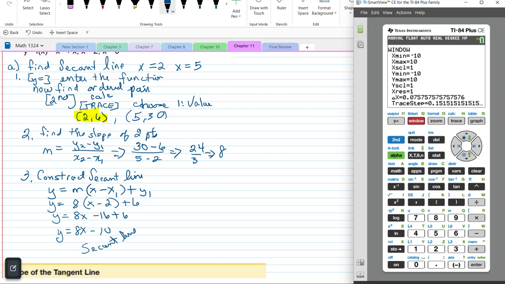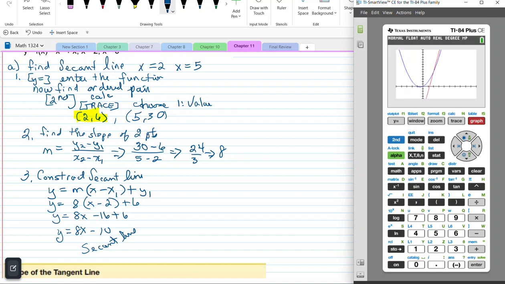So I'm going to go to the window, and I'm going to make x minimum a -5. And I'm going to make x maximum a 10, I think is okay, because our points were 2 and 5. And then I'm going to, on the y minimum, go -5. And then I'm going to go higher. Let's just do 15. And now I'm going to graph it.